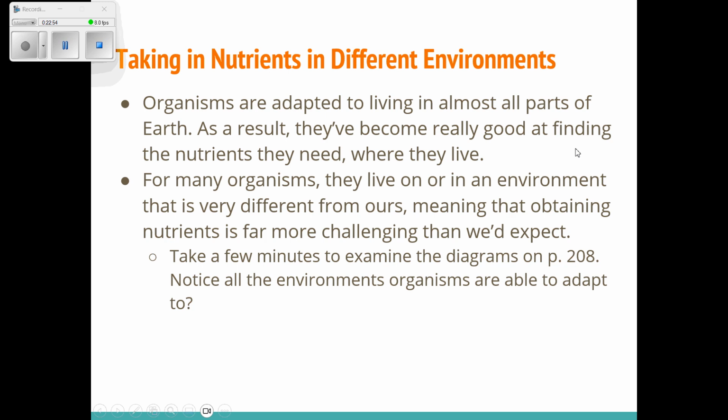Taking in nutrients in different environments. Organisms are adapted to living in almost all parts of the earth. As a result, they become good at finding the nutrients they need where they live. For many organisms, they live on or in an environment that looks very different from ours. Speaking of which, I'm not sure how many animals or plants would survive in the -40 and -50 weather that we've had. So we are obtaining nutrients from a challenging place in the world. Take a few minutes to examine the diagrams on page 208 and notice all the environments organisms are capable of adapting to.